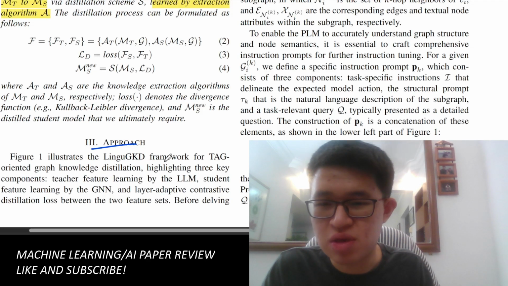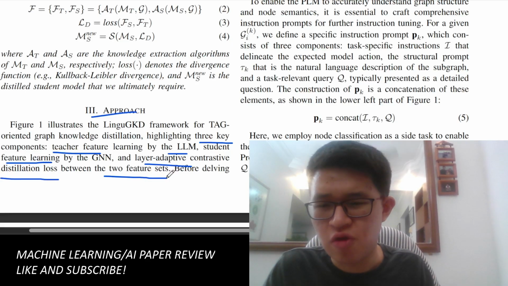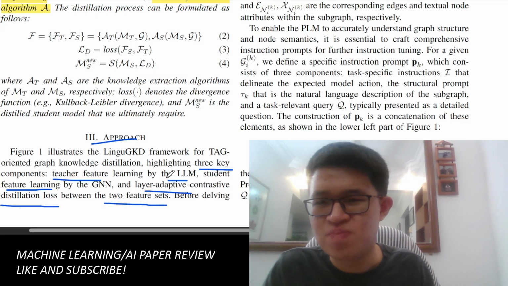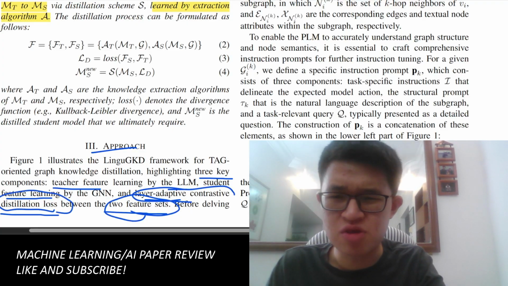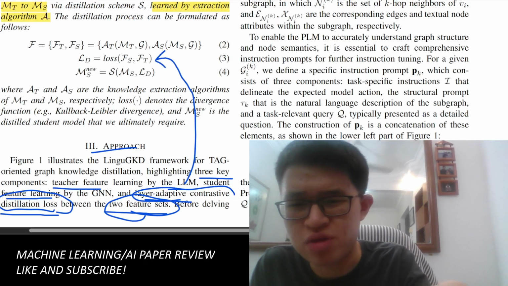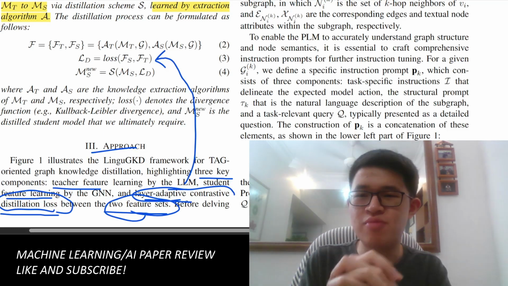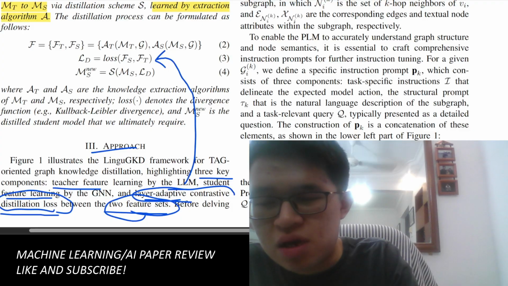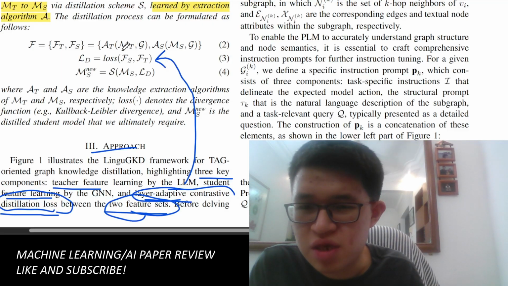Okay, Figure 1 illustrates their framework for their work. The highlighted three components are the teacher feature learning by the LM, the student learning, and the layer adaptive contrastive distillation loss between the two feature sets. Just in case, the layer adaptive contrastive distillation loss is actually referring to Equation 3 right here. You have the feature from the student F_S, and the feature from the teacher, and you try to minimize their differences. So that's pretty much that.